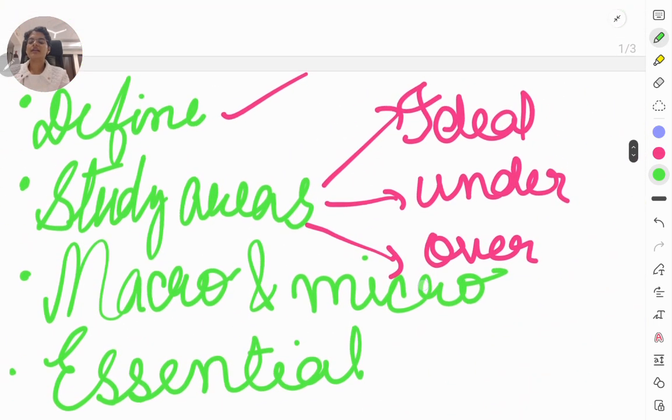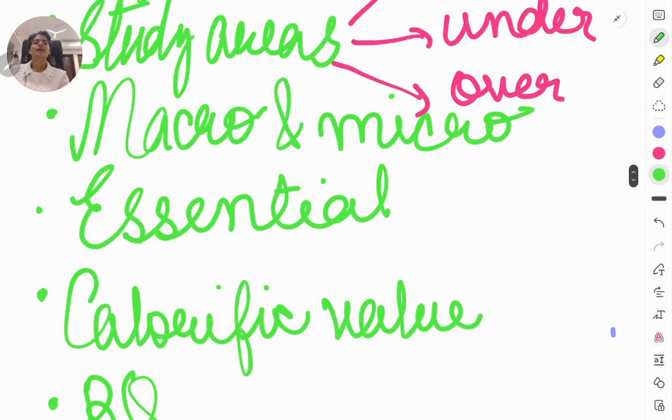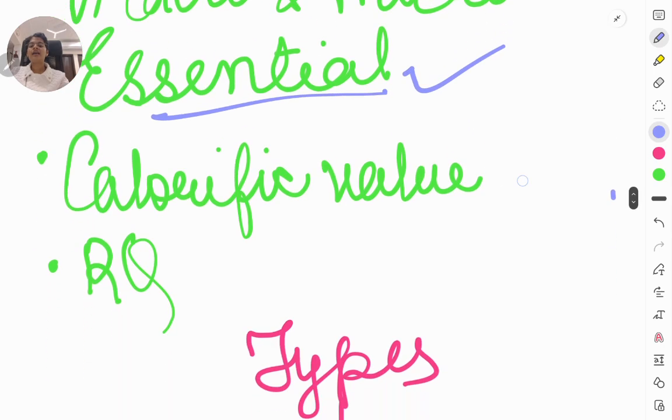Now let's see the next thing: essential nutrients. The word itself tells us that it is essential for us, we need it. So we will be in need of something which we don't have. It means that essential nutrients are the ones which are not synthesized by the body but are supplemented through diet. So this is what we take in.